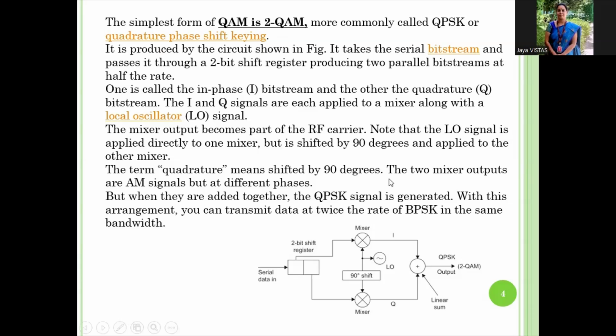Now see this diagram. Here is serial data. The data are serially given into the input of the 2-bit register. Then one part is applied to a mixer at 90 degrees in phase, and another part is applied to the other mixer, 90 degrees out of phase. That means the quadrature phase. The I and Q signals are both applied to the adder. Then the output signal is 2 QAM, that means a quadrature amplitude modulated signal, or QPSK signal.